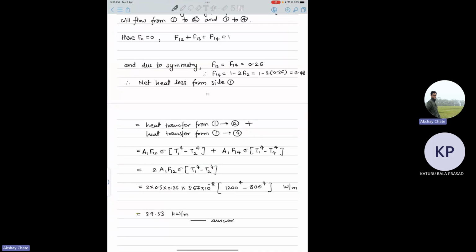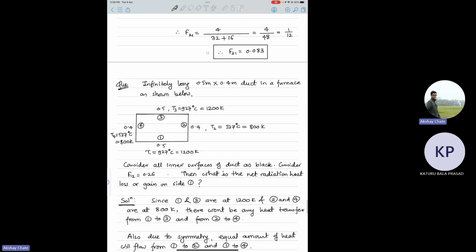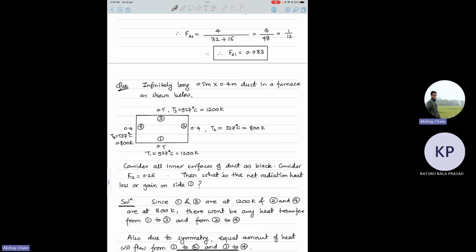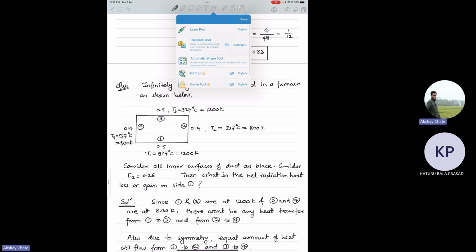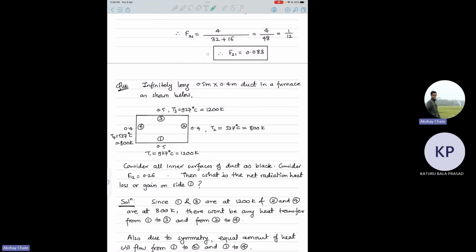Okay. So before starting today's discussion, I would like to correct one thing that I said in the last class. Towards the end of the previous lecture, I think I was tired, so I made a mistake in this problem. There were two walls at the same temperature and the other two walls at the same temperature of 800 Kelvin. What I said was there will be no heat transfer from 1 to 3, which is true because the temperatures are the same. But that view factor.